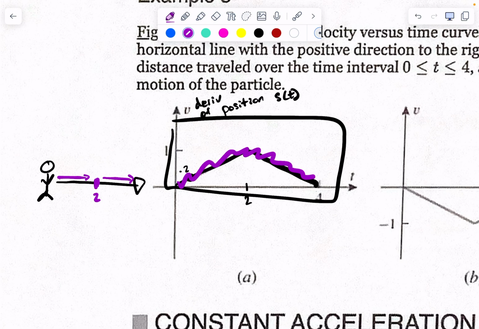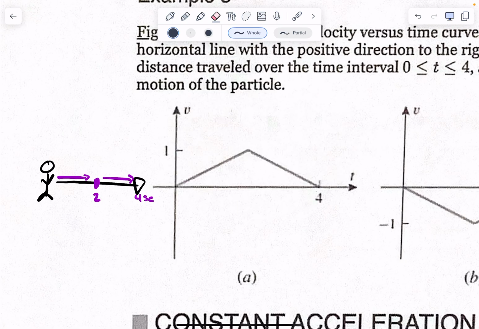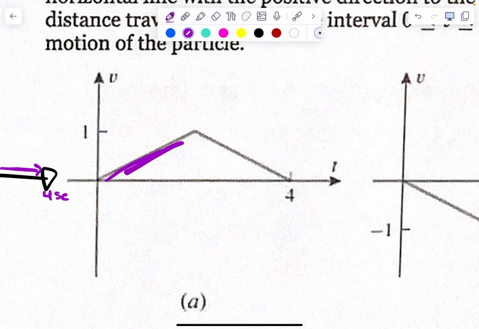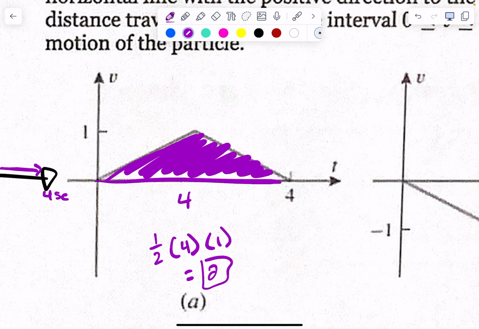Now, I have to figure out, distance-wise, how far have I gone? I know I've gone for 4 seconds, but how far have I gone? How do you figure that out? Half base times height. Yeah, I'm looking at area. Like when we've done integrals and tried to find the area underneath the curve, that's another way of representing distance. Area under the curve is distance. The base of this triangle is 4, the height is 1, so 1/2 base 4 height 1. I know that I'm going a distance of 2, whatever units we're in, 2 feet, 2 meters, 2 miles, whatever. That's how far I've gone.